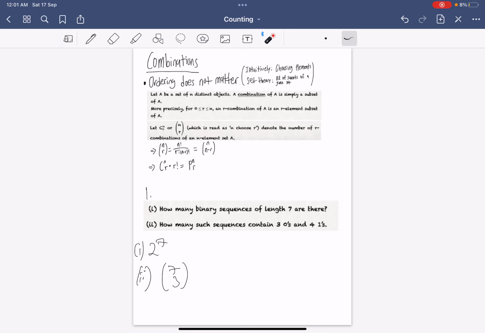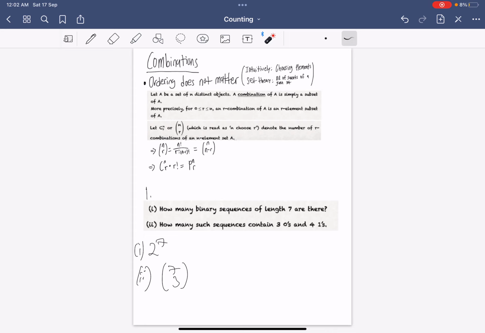Hi! In today's video, I'll be going through combinations. Previously, I've already gone through the basic principles of counting and permutations, which are an ordered arrangement of elements. For combinations, all you want to do is choose the elements, and so ordering within the chosen elements does not matter.